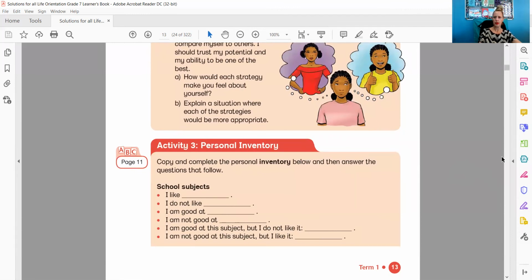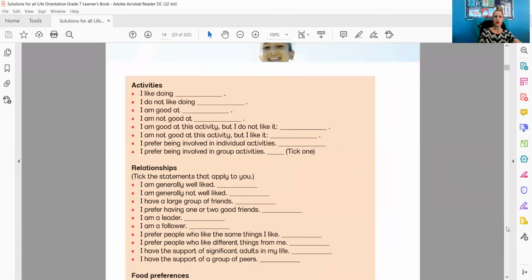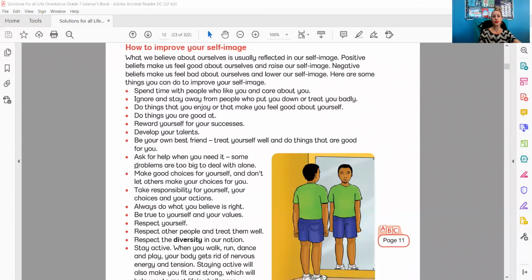We're going to page 12. Now what I'm going to do, I'm going to stop sharing the screen, and then I am going to go and find the right page quickly. Okay, so we are back and we are going to page 12, how to improve your self-image.